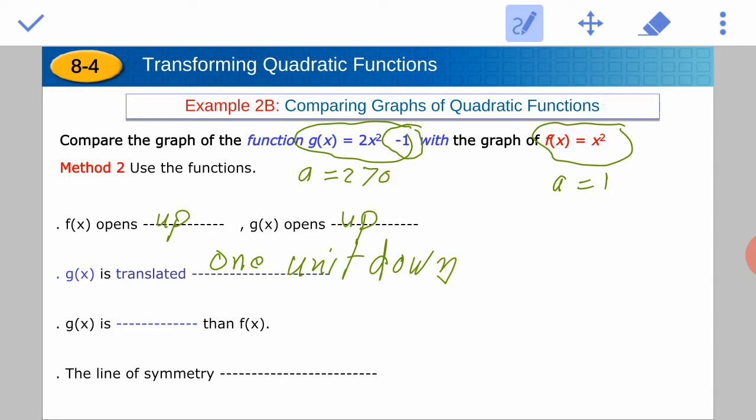Another characteristic is the width of the quadratic function. Guys, is g of x wider or narrower than f of x? How do we figure that out? By finding the absolute value of the coefficient of x squared in the first function. The absolute value of 2 equals 2, and the x squared coefficient in the second function is 1, which equals 1. Guys, I understand 2 is greater than 1, but that makes g of x narrower than f of x.